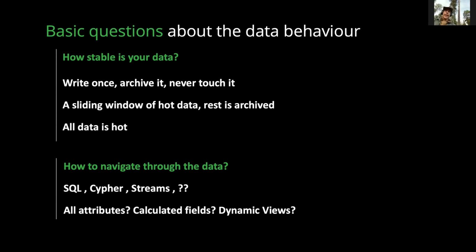So the next thing is, if you're talking about data and you have big complex object graphs, then you should have an eye on how many of these attributes do I need? Do I need access to everything? Do I need it immediately or later? The next question is, do I have calculated fields? Do I need it in my query language, navigation language, to do calculations on the fly? Something like dynamic views. So it means semi-persistent views on big unstructured data.